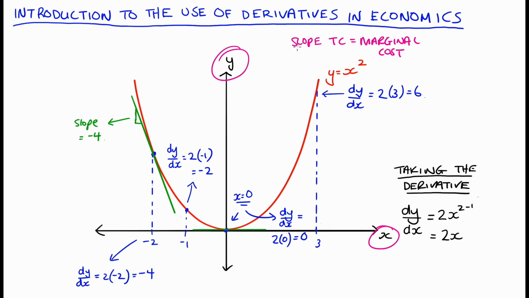And in a similar way, we're going to say that the derivative of total cost is equal to marginal cost. And this is a pattern that you'll see in economics. If we have a total revenue, total of something, we can find the marginal version of that by taking the derivative of the total function. All right, so that's my introduction to the use of derivatives in economics.